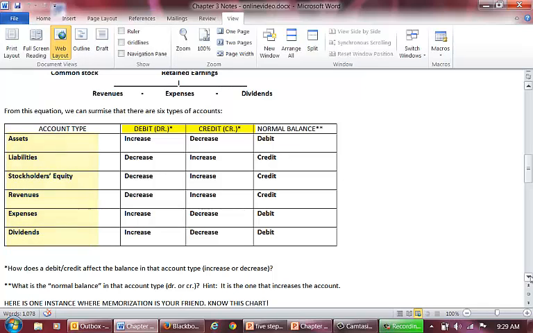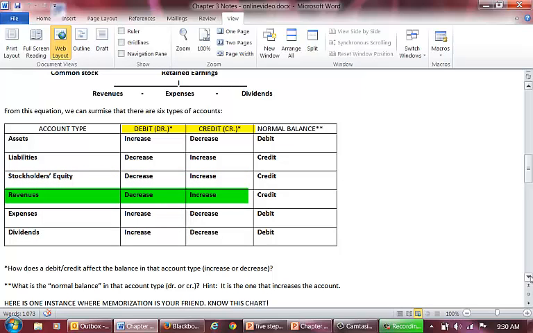As you can see, if an asset balance is going up, we have to debit it. If an asset balance is going down, we have to credit it. If a liability balance is going up, we have to credit. If it is going down, we have to debit. If a stockholders' equity balance is going up, we have to credit. If it's going down, we have to debit.